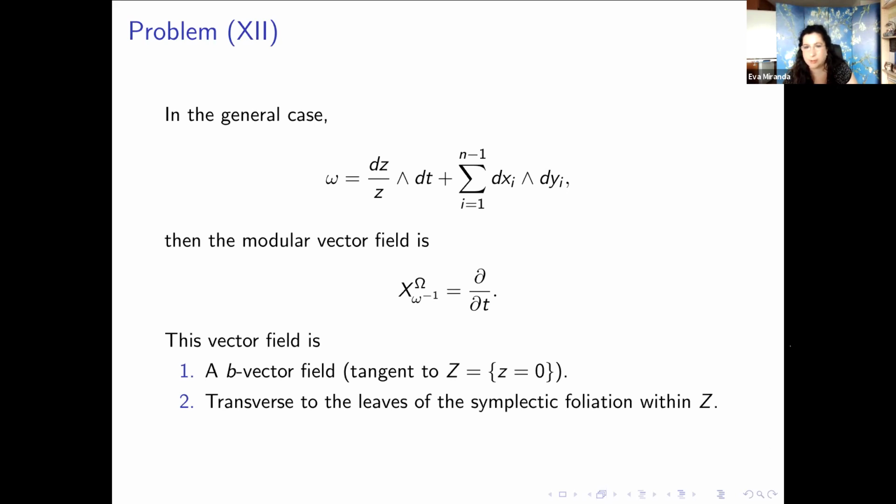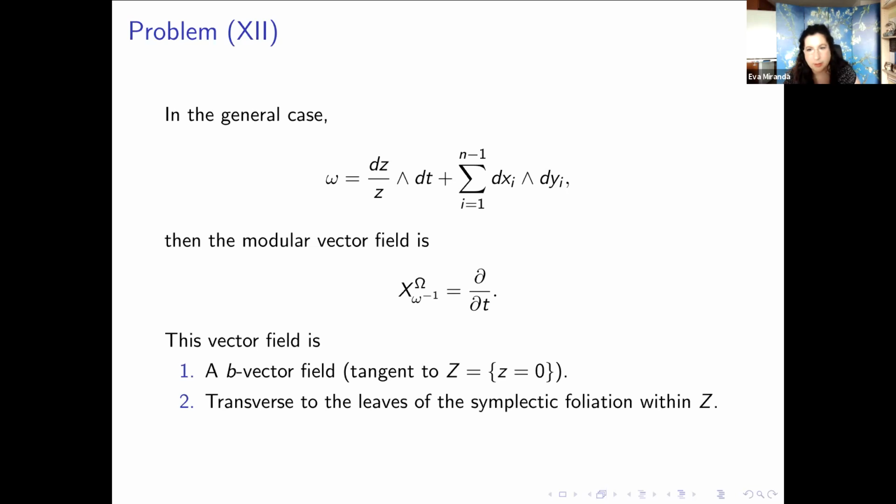Do you have questions? Teacher, I have a question. What are the properties of a vector field on a b-symplectic manifold? Can you repeat the question? We didn't hear very well. What are the properties of a vector field on a b-symplectic manifold?